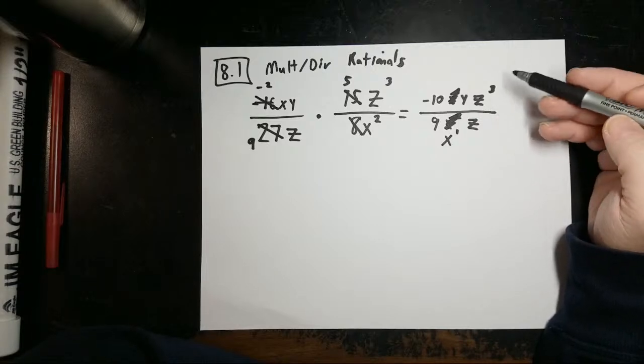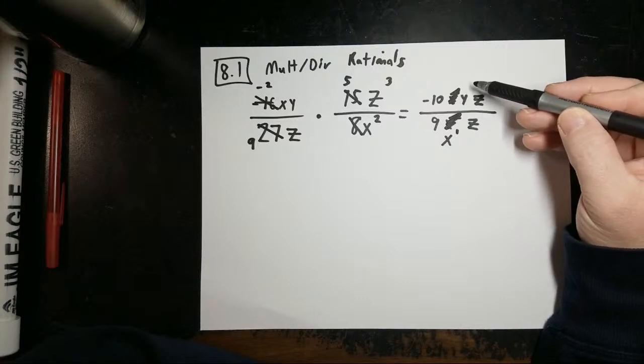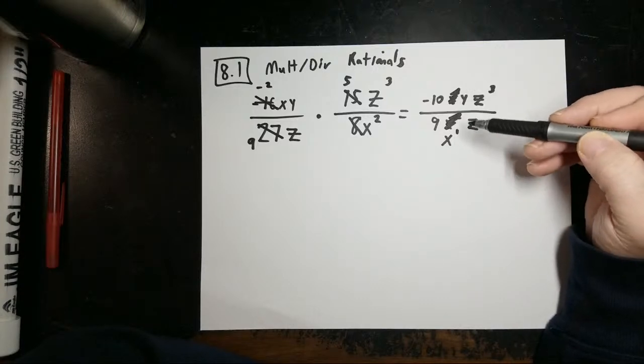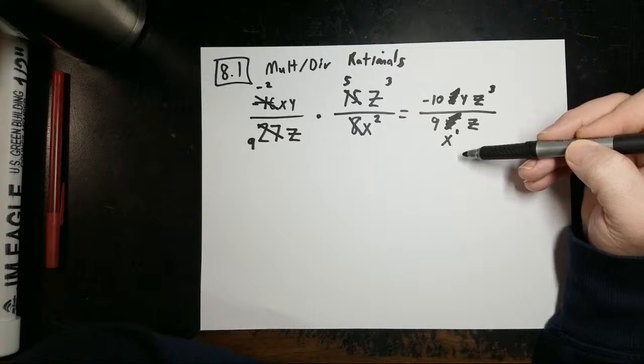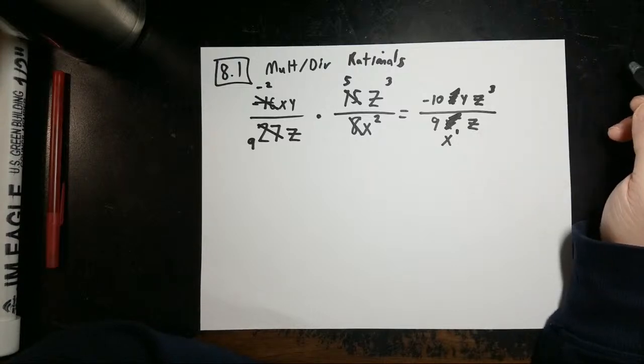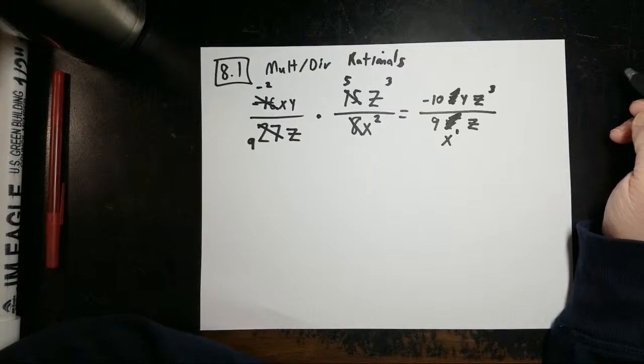You could also think of it as, well, the top only had an x to the first, the bottom had an x to the second, the bottom wins by 1, or some junk like that. That's one of the ways that I described it in the original lesson.